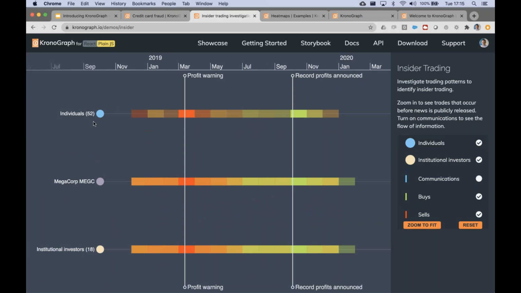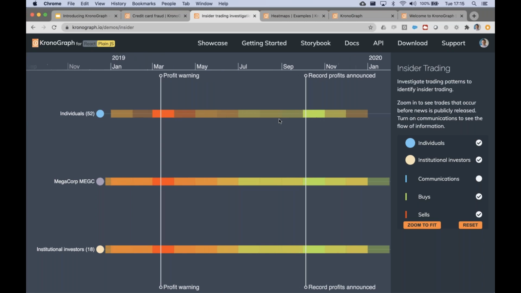If I bring in some individual share traders, we get to the point where it's not even possible to display everyone by name because we have too many people. So again, Chronograph has aggregated that information. I can see here just a row summarizing those individual investors. But what I can do is zoom in.